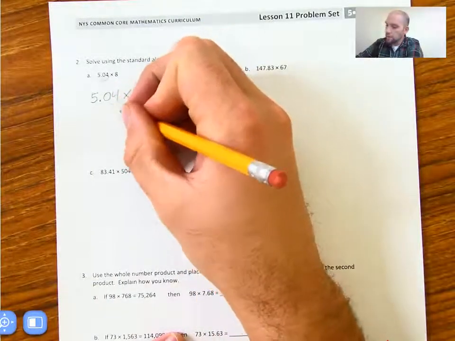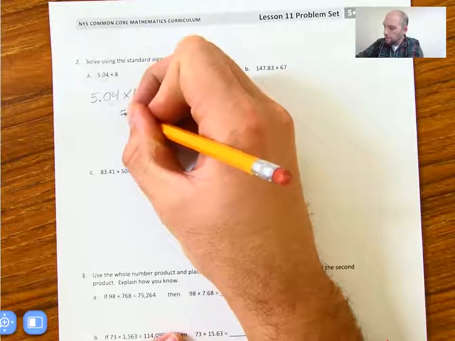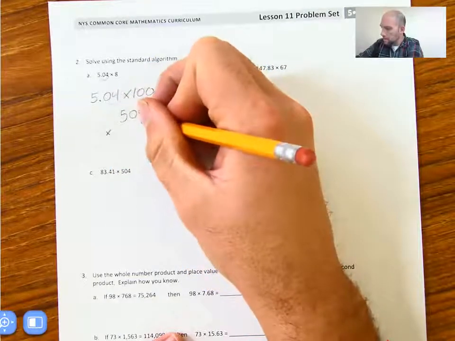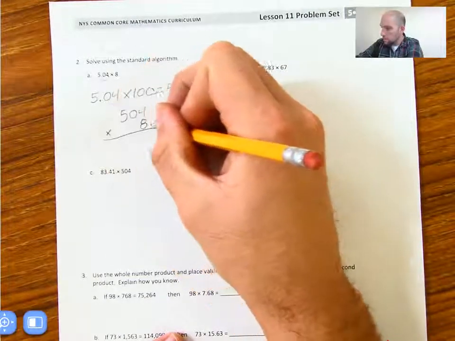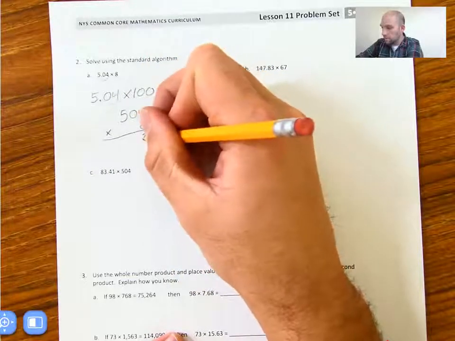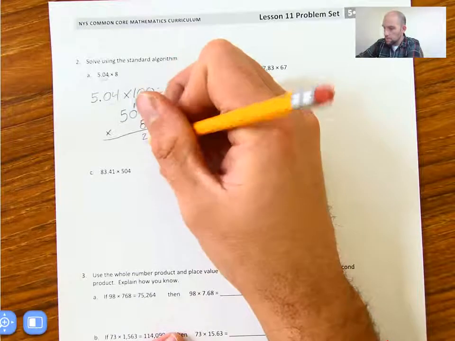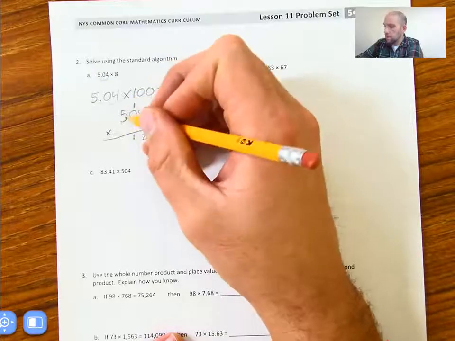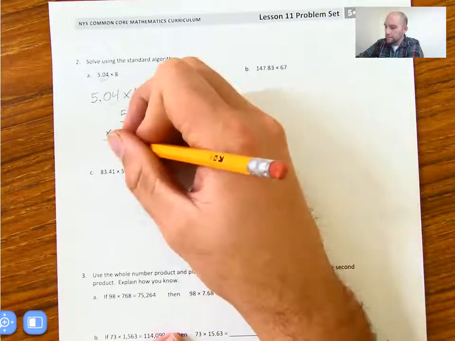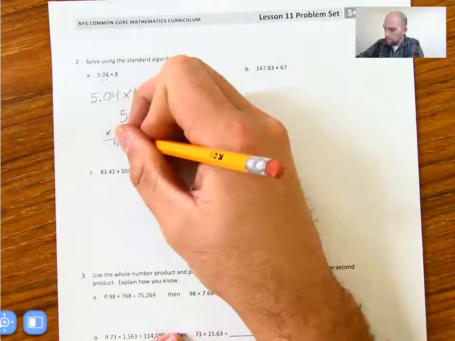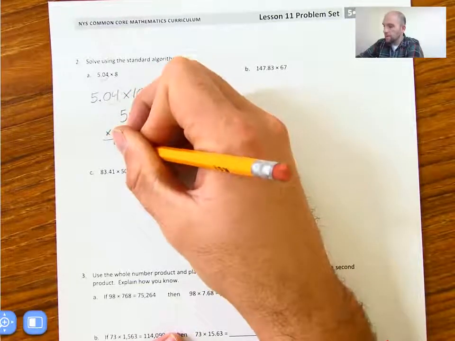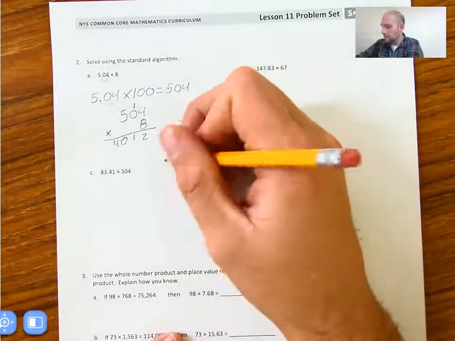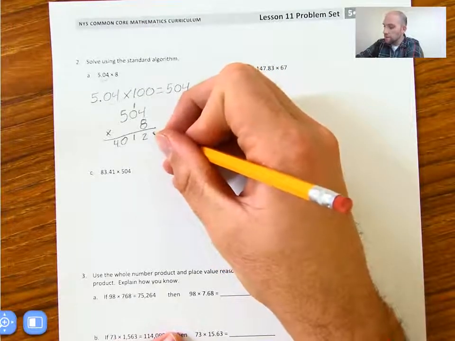So let's set up our standard algorithm. We have 504 times 8. So you have 4 times 8. 4 times 8 is 32. 0 times 8 is 0, plus 3 is 3. And then 5 times 8 is 40. So we have 4,032. Now remember, we're not done. What we have here is actually 4,032 hundredths.